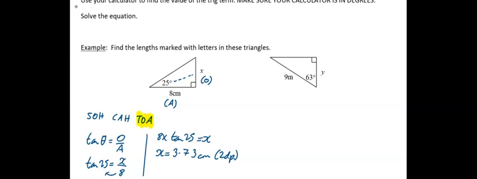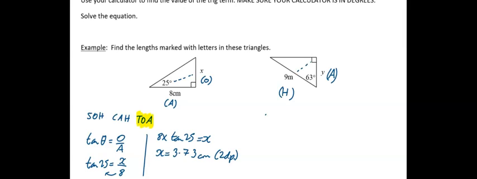Okay, this example, we have got the same idea, same thing to do. The first thing you've got to do is label your triangle. This side is the longest side. This is opposite my right angle, so this is my hypotenuse. I'm going to label that with an H. This is beside the given side, so this is my adjacent.